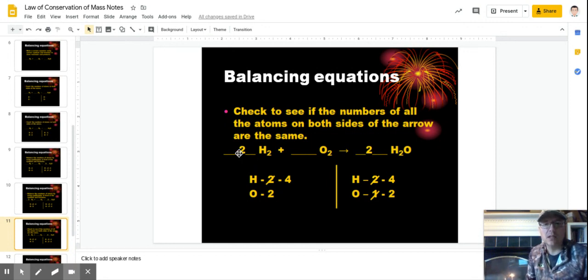So what I do is I take the coefficient and the subscript for each. So here we have the H. I take 2 times 2 is 4. Down here I have 4. 1 times 2 is 2, so I have 2 O's. On the right side, 2 times 2 is 4, so 4H. 2 times 1 is 2, so 2O. Now look down here. 4 hydrogen on the left, 4 hydrogen on the right, 2 oxygen on the left, 2 oxygen on the right. Everything looks good. Everything's balanced. Now I have a balanced equation.